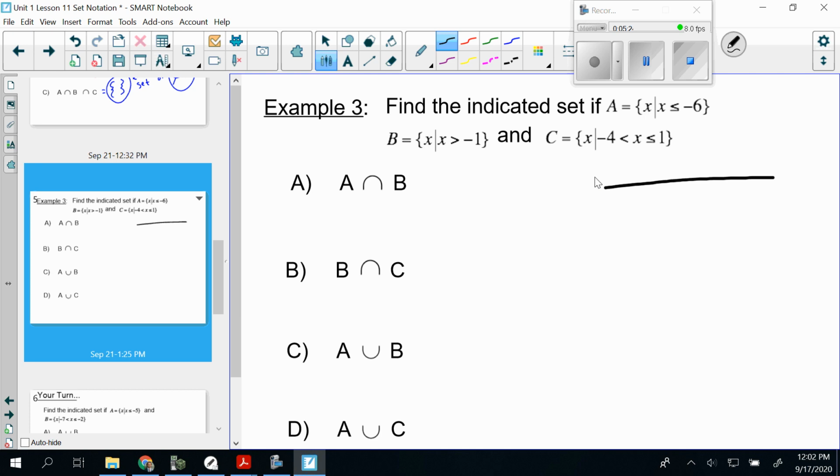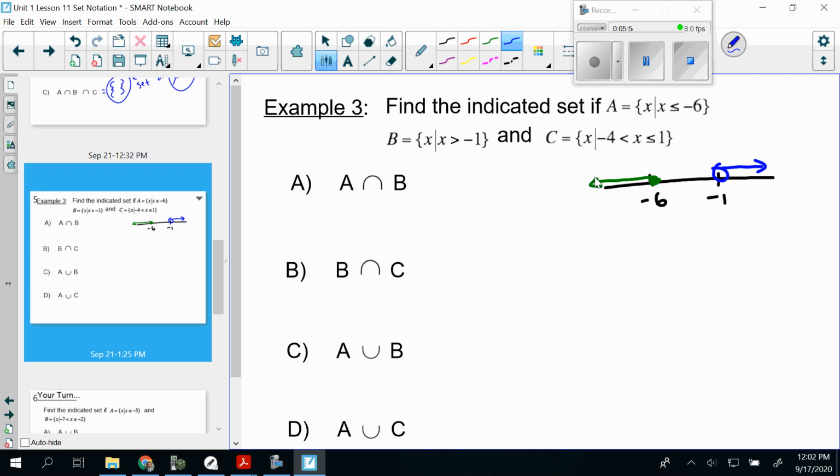So set A is all the numbers less than -6. So if we were to graph that out, that would look like this. Set B is all the numbers greater than or equal to -1. -1 would be to the right of -6 over here somewhere. And that would be not including -1 going to the right, because that's all the numbers bigger.